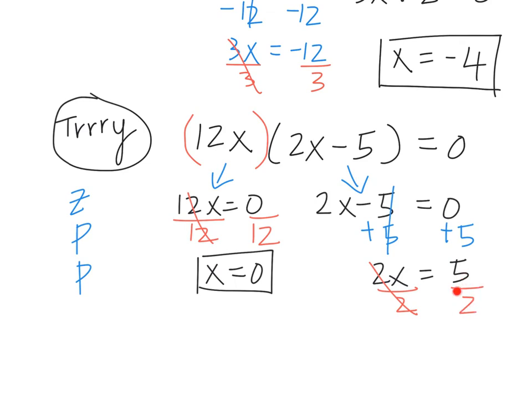Oh no, 2 doesn't go into 5. What do I do? I'm so worried. Well, hopefully you know it's actually okay to have fractions, right? So let's just leave it as a fraction. X equals 5 over 2. Let me fix that 5 real quick.